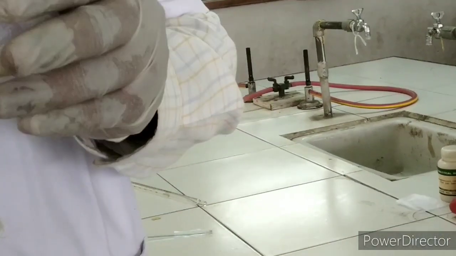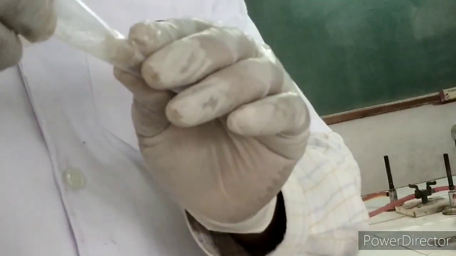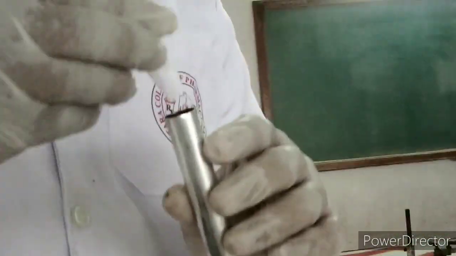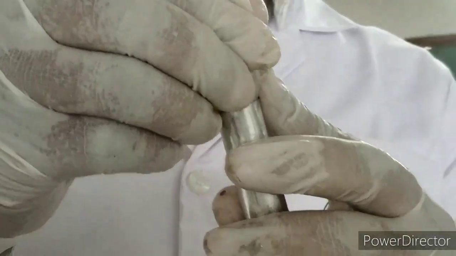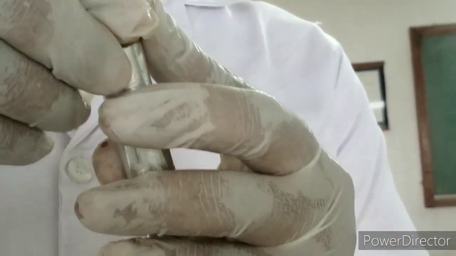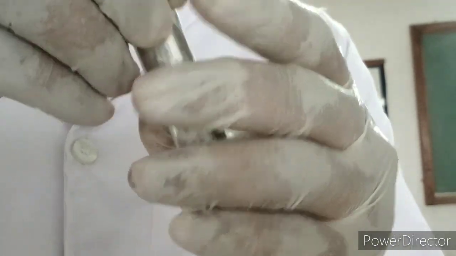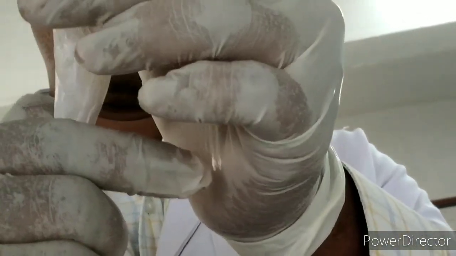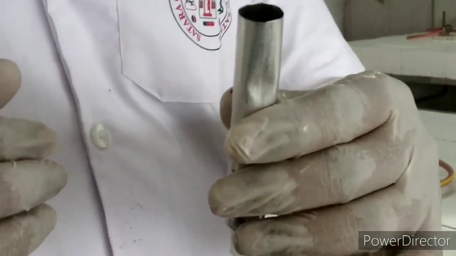See, this is a container. A collapsible tube is used. Then material is taken on the butter paper, and in this way butter paper is wrapped. Then it is filled into the container in this manner, and simply by squeezing, all the material is transferred into the container. See, now material is filled properly into the container.